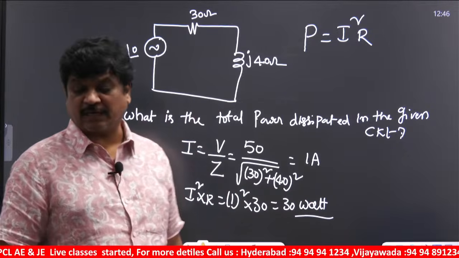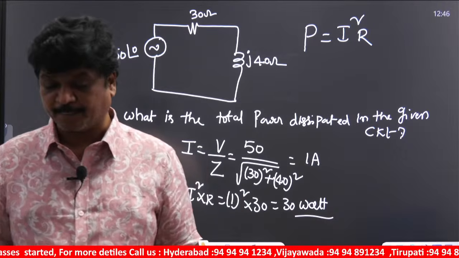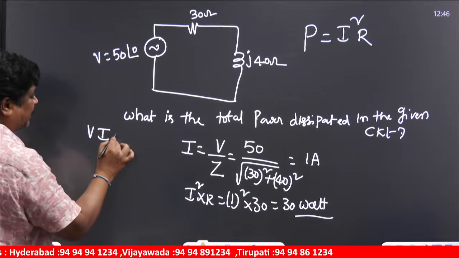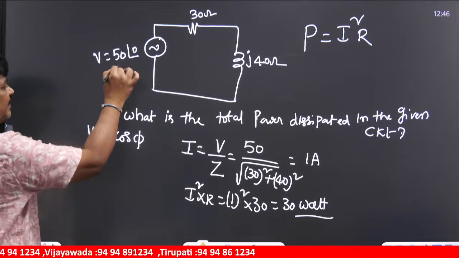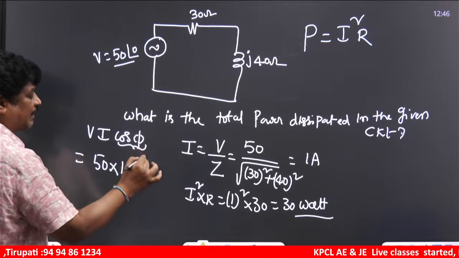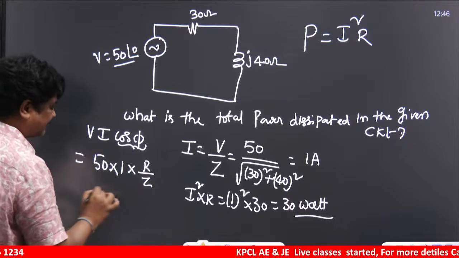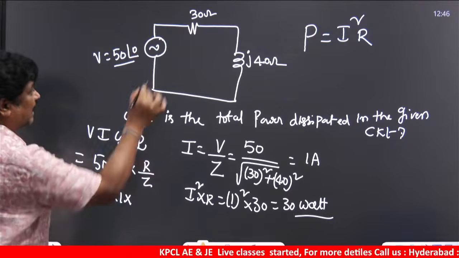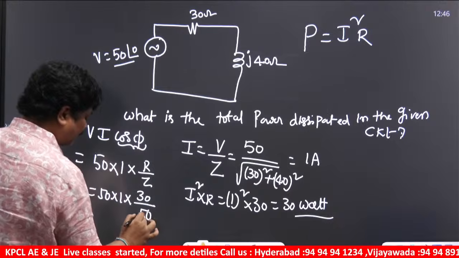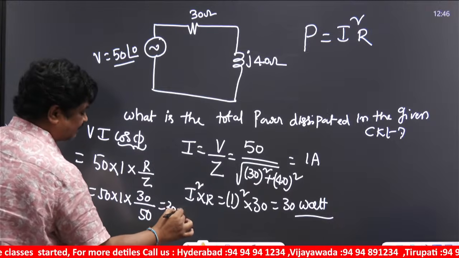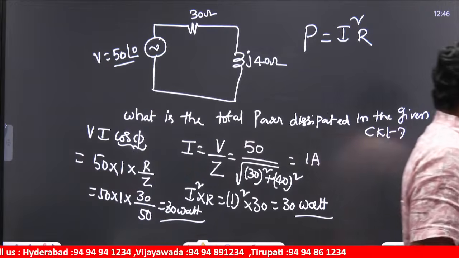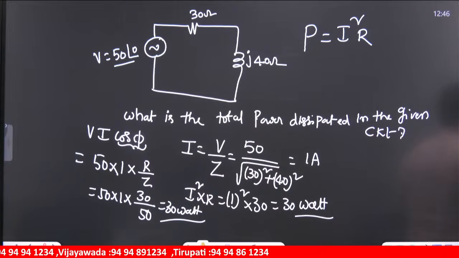Sir, you may have a doubt, sir, why you are not writing VI cos phi? You can write VI cos phi also. Same answer we will get. What is the V? 50. What is I? 1 ampere. What is cos phi? Cos phi is R by Z. 50 into 1 into R, which is 30. What is Z, China? Z you calculated 50, so 50 gets cancelled. What we have? 30 watt. These type of models and examples we can guess in our exam.